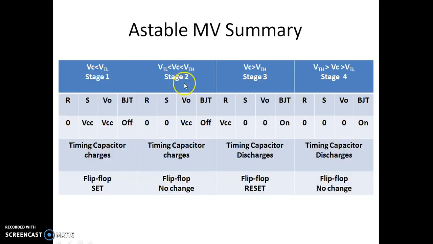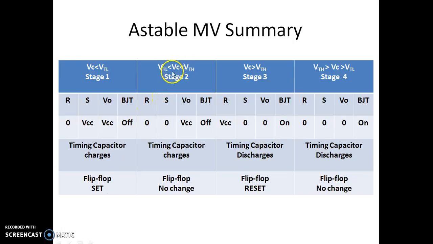So this is again the summary of the same Astable Multivibrator. In stage 1 we consider the capacitor voltage to be less than VTL. In such a case it will set the flip-flop. The output is VCC when the BJT is off, when the capacitor is charging towards VCC with a time constant of C into RA plus RB. Now you can see the flip-flop is set.